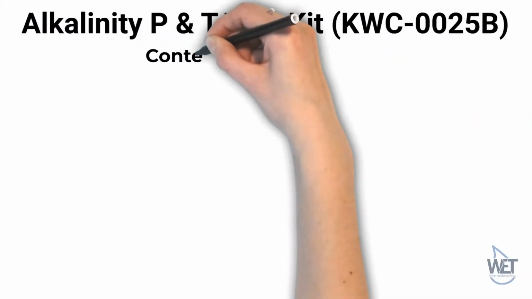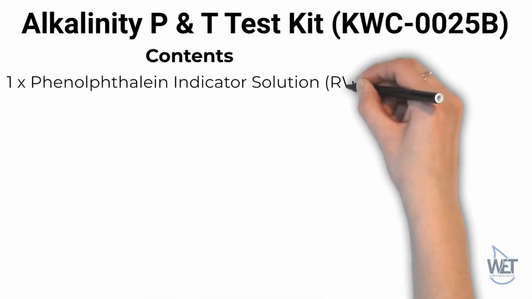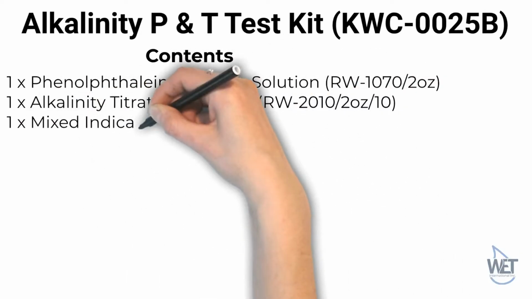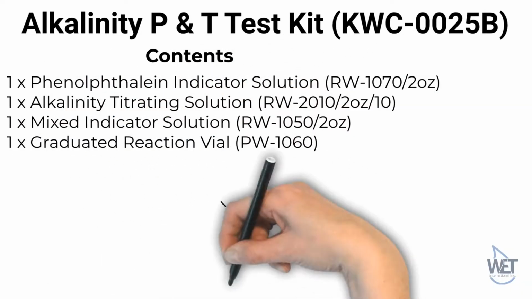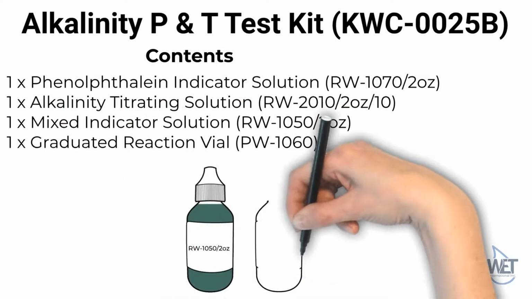Alkalinity P&T test kit. This test kit contains one phenolphthalein indicator solution, one alkalinity titrating solution, one mixed indicator solution, and one graduated reaction vial.